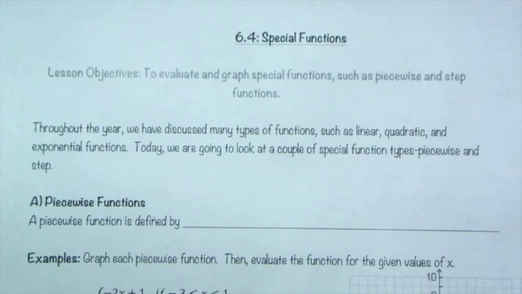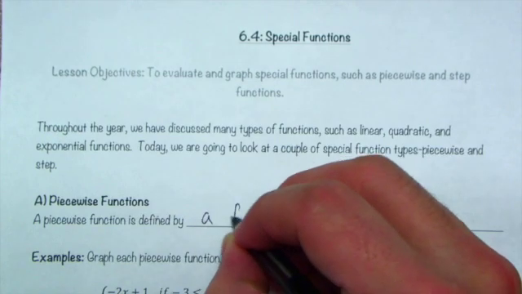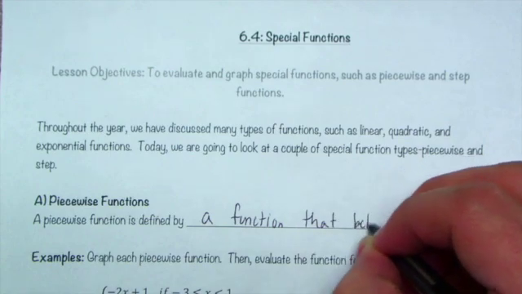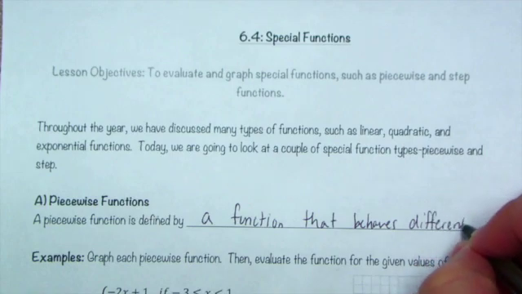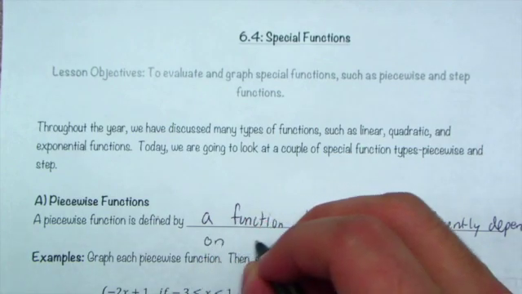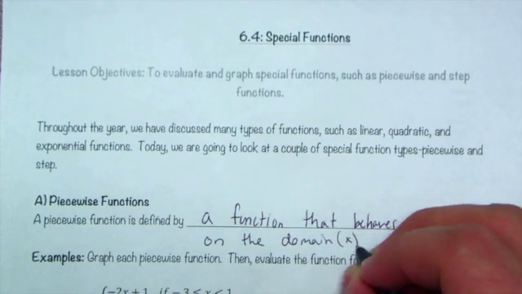Piecewise functions, you can sort of figure out what it is based on the name. All it means is that there are pieces to a function. So, by definition, it is a function that behaves differently depending on the domain, the X values.